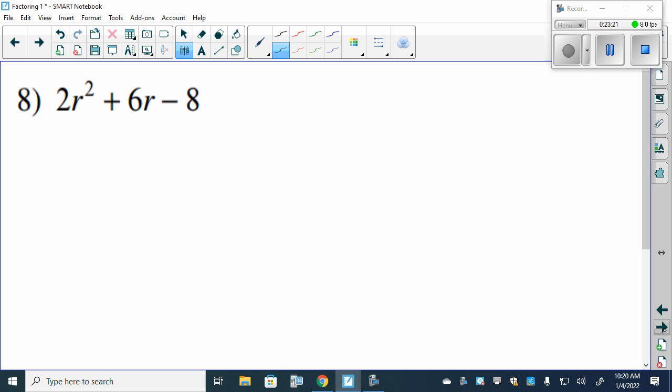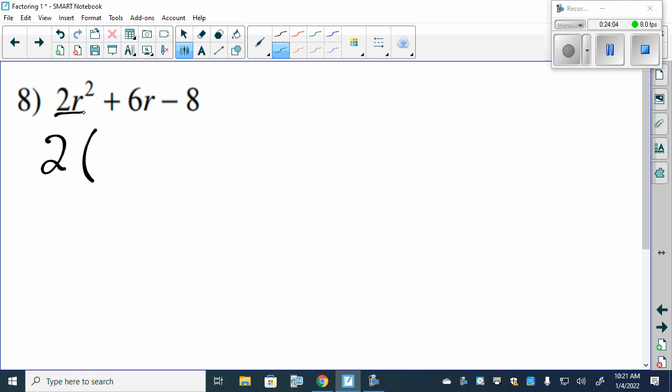Let's skip to this one here, number 8. I think that's probably on the next page. So this one here is a little bit different. What makes this one different? There's a greatest common factor of 2. So the first thing we'll need to do is actually factor it out. If we factor the 2 out, we're pulling it out of each term, or essentially dividing each of the terms by 2, since that's the greatest common factor.